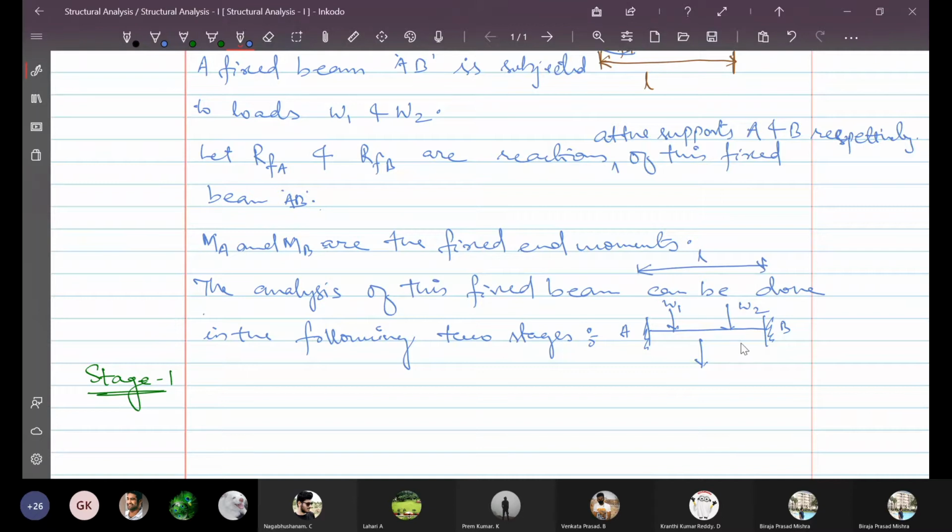Okay, so this can be considered as a combination of a simply supported beam. So here again I can put these two loads here. Let us say here I'm having W1 and here I'm having W2. This is A, this is B. Let us say the reaction here is RA and the reaction here is RB.